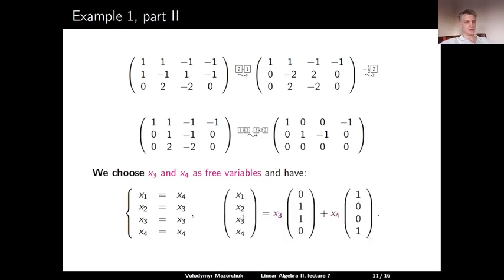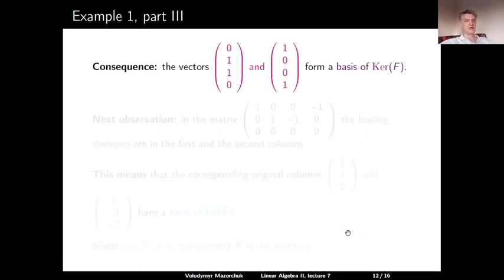So the vector x1, x2, x3, x4 is equal to x3 times the vector 0, 1, 1, 0, so these are the coefficients of x3 here, plus x4 times the coefficients 1, 0, 0, 1. These two vectors which we obtain form a linearly independent set of solutions to our system. So these two elements form a basis in the kernel of F. So the vectors 0, 1, 1, 0 and 1, 0, 0, 1 form a basis of the kernel of F.